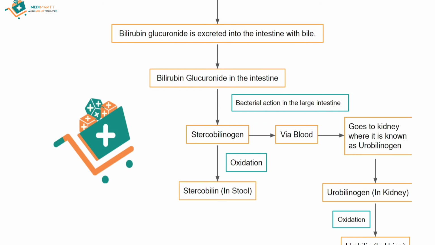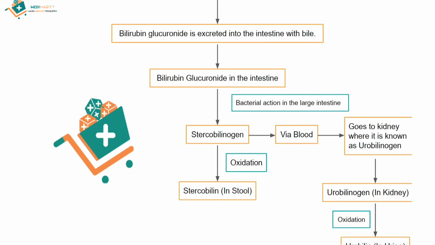Now this bilirubin glucuronide, or conjugated bilirubin, is excreted into the intestine with bile. In the intestine, it is converted into stercobilinogen with the help of bacterial action in the large intestine. As we know, some bacteria are present in the large intestine, so with the help of this bacterial action, the bilirubin glucuronide is converted into stercobilinogen.